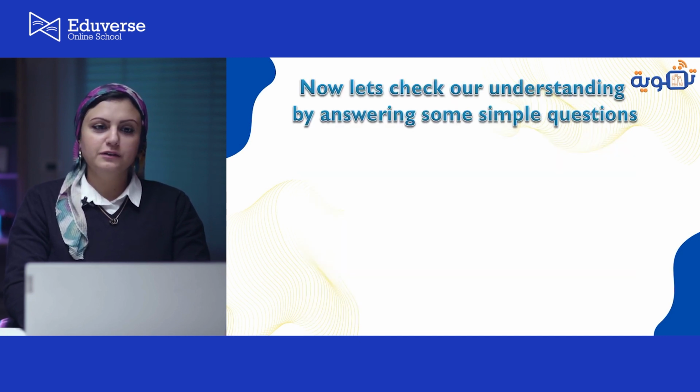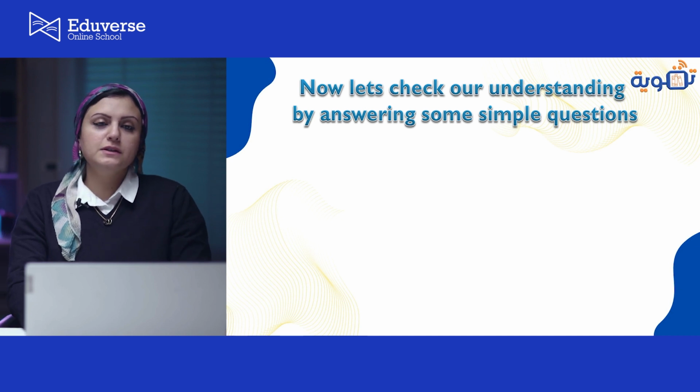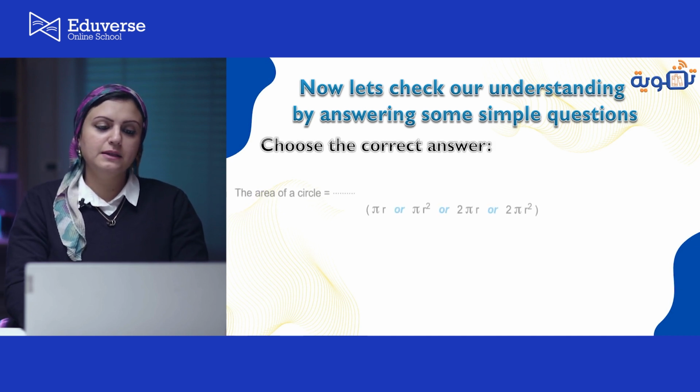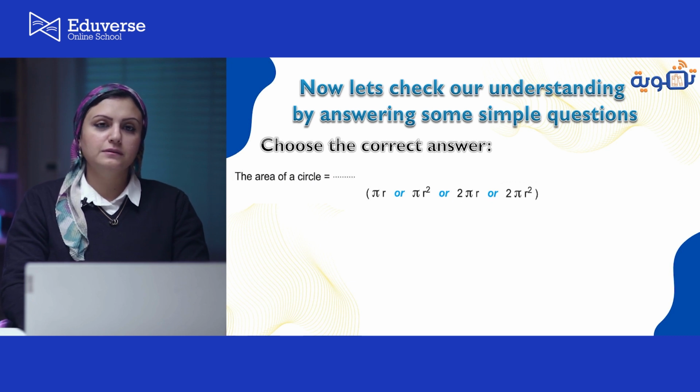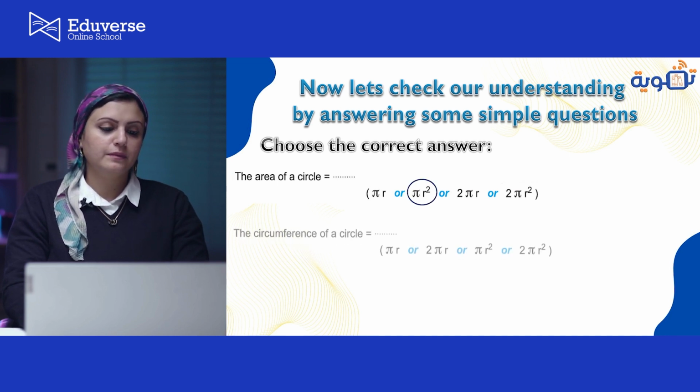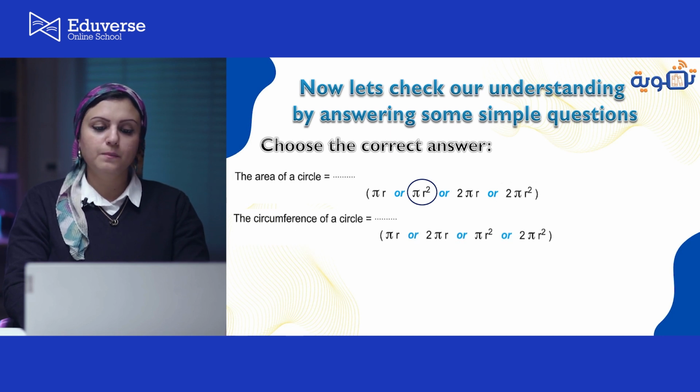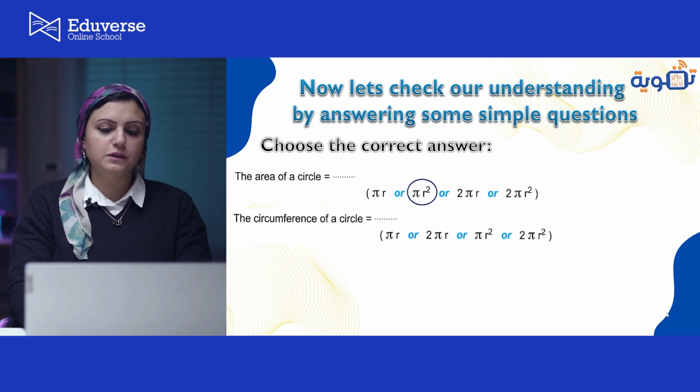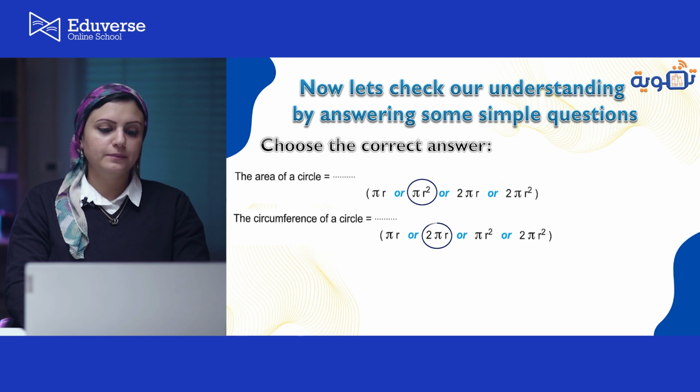Now, let's check our understanding by answering some simple questions. Choose the correct answer. The area of a circle: is it πr, πr², 2πr, or 2πr²? Yes, of course, it's π radius squared. The circumference of the circle: πr, 2πr, or 2πr²? Yes, remember it's double radius, then multiplied by π, so it's gonna be 2πr.